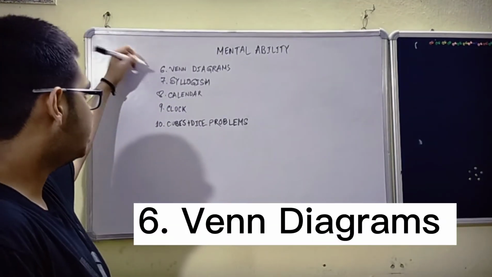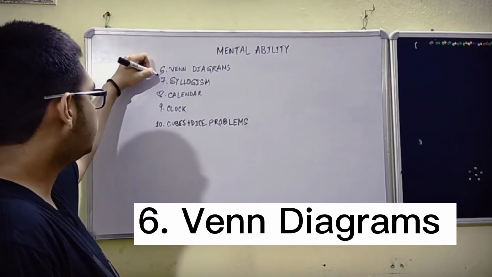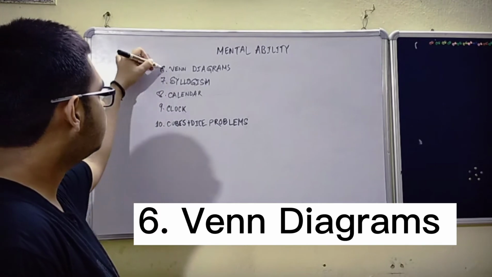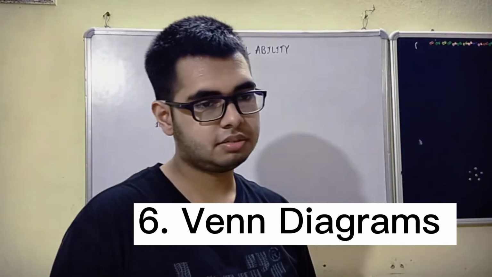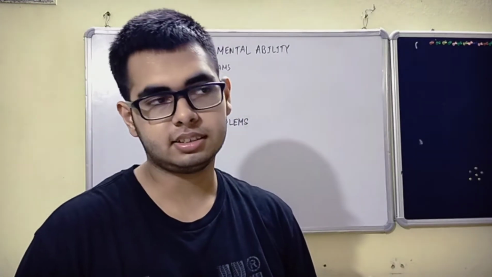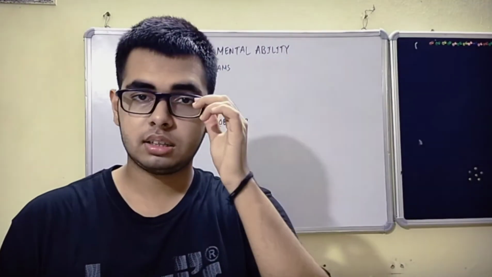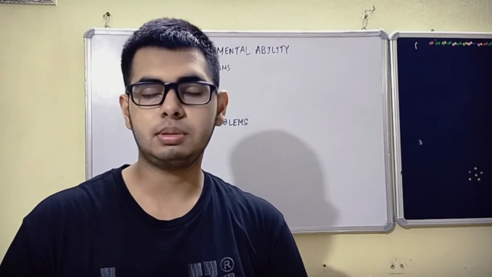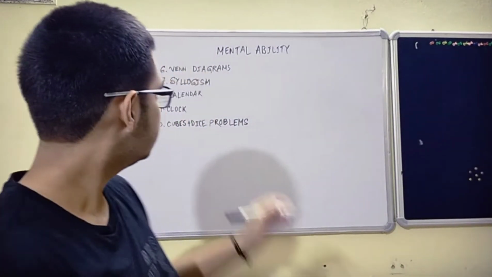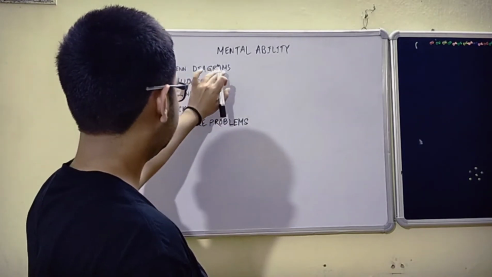The sixth topic overall and the first topic for today's video is Venn diagrams. Venn diagrams become easy if you know the mathematical chapter of sets, which is given in the class 11 mathematics book of your school, if you're in a CBSE school. Then this is the Venn diagrams part.